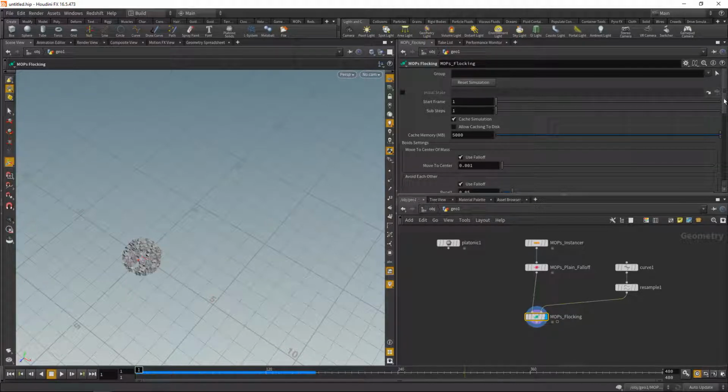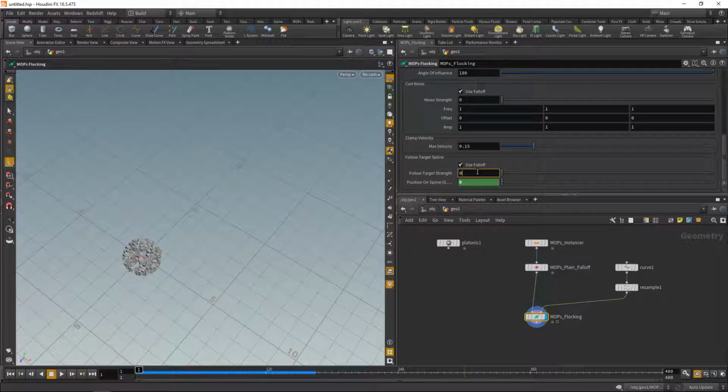So not much happening there. That is because I have to increase the follow target strength as well. And this one is really, really sensitive, so you'll have to dial this in really, really carefully. Let's try a value of 0.005 to start and hit play. And we can see the swarm is already following that spline.